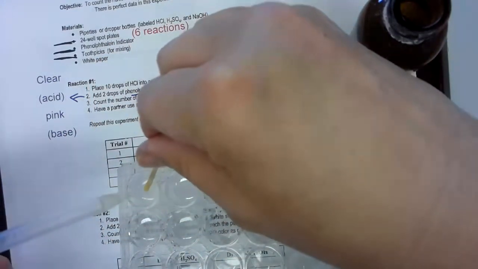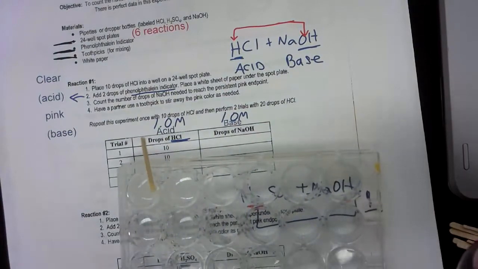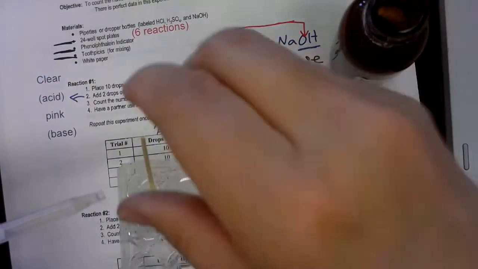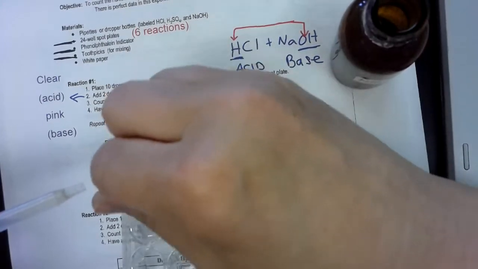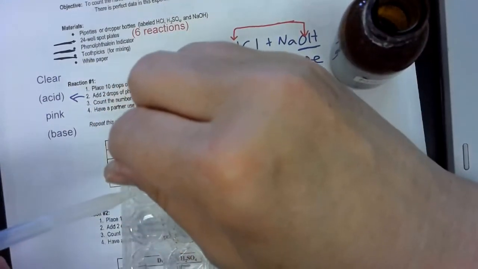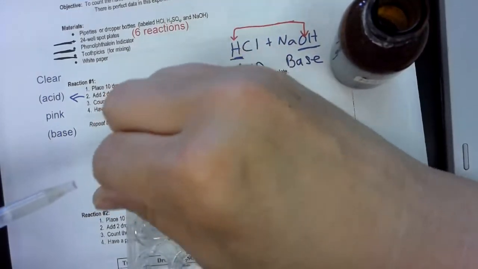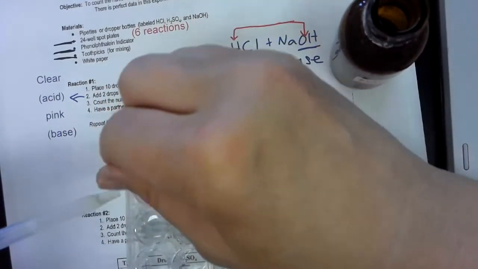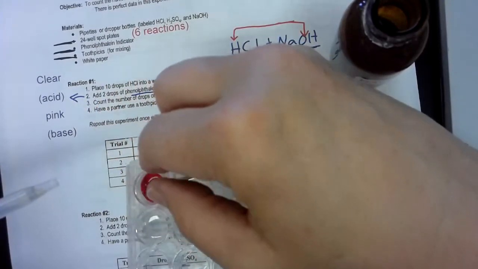It's back to clear. So this is 11. And it still goes clear. I need to get more of the NaOH. And then that was 11. Then we have 12. Almost staying, but not quite staying. And then that's 13. So 13, it still doesn't stay. 14, and it's staying. So 14 is the first one, 14.